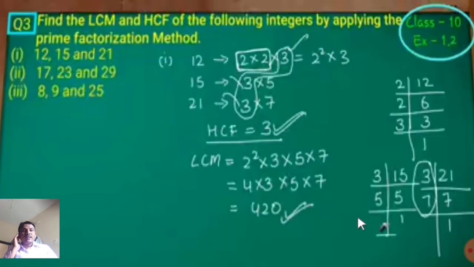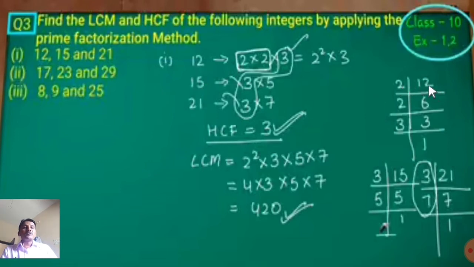Now take the third question from this exercise. Find the LCM and HCF of the following integers by applying the prime factorization method. In this first question, three numbers are given here. See, 12, 15 and 21. Find the LCM and HCF of these three numbers. The prime factorization of 12, 15 and 21 you have to write now.